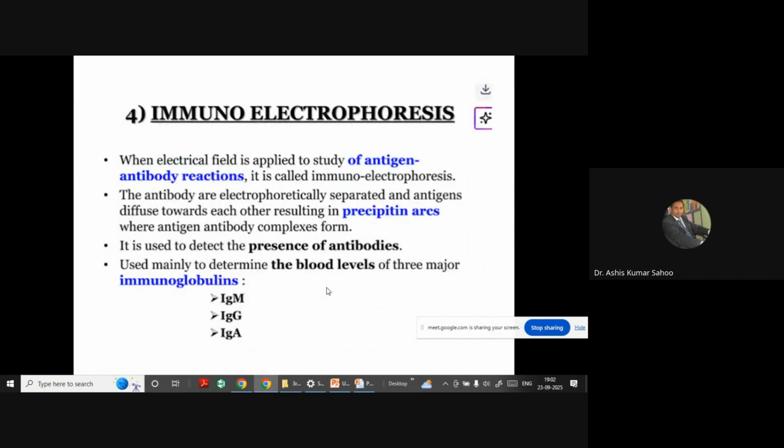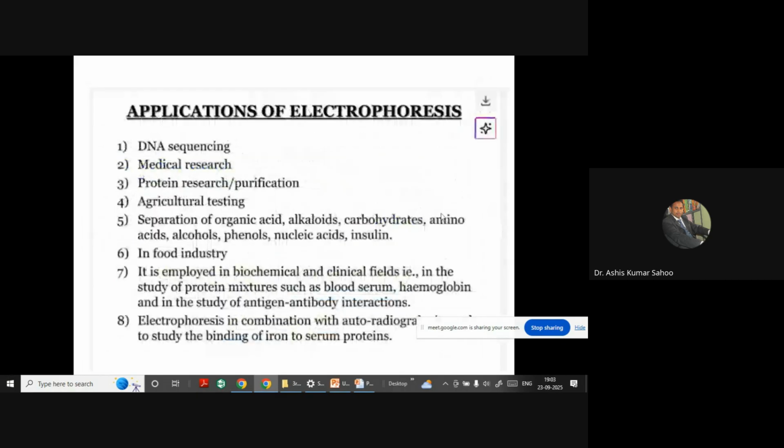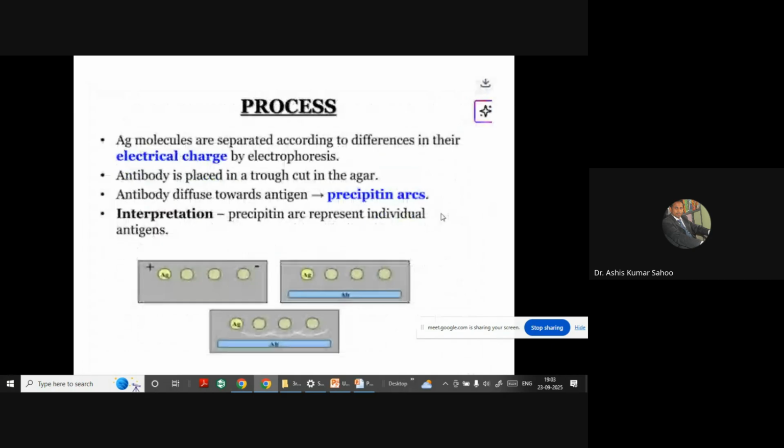Immunoelectrophoresis: an electric field is applied in the study of antigens. This electrophoresis is used for antigens, antibodies, and immunoglobulins. Antibodies are electrophoretically separated, and antigens diffuse towards each other and a precipitate forms. It is used to detect the presence of antibodies. Immunoglobulins are IgM, IgG, IgA. So what is the process? The molecules are separated according to the difference in their electric charge. The antibody is placed in one trough, and the antigen diffuses towards the antibody and is precipitated.